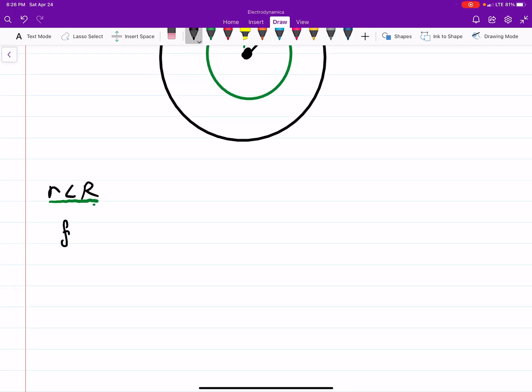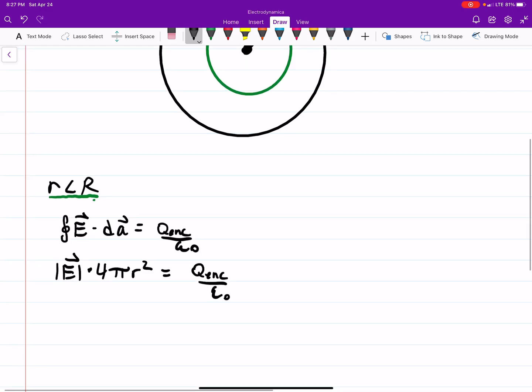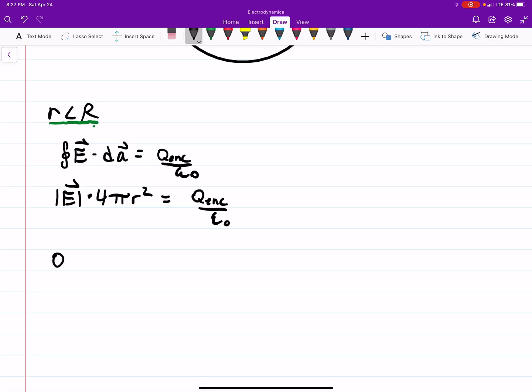Gauss's law tells us the closed surface integral of E dot dA is equal to Q enclosed over epsilon naught, which is the magnitude of E times 4 pi r squared. That's the dA, coming from the dA of our Gaussian surface, equal to Q enclosed over epsilon naught. So we need to get Q enclosed. Q enclosed, as we know, is rho d tau. This has charge per volume, and this is volume, so you get your units of charge.